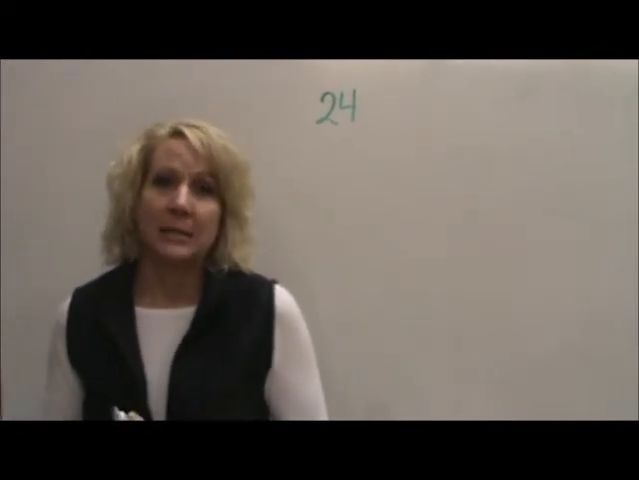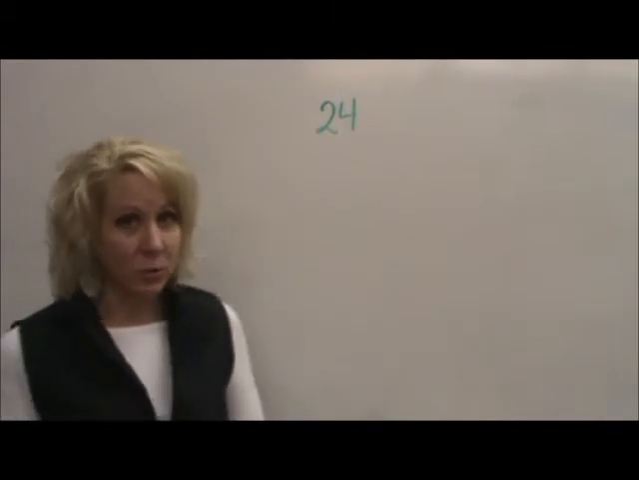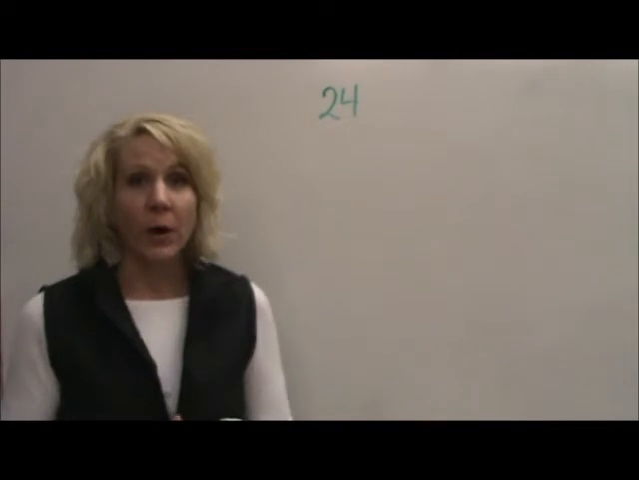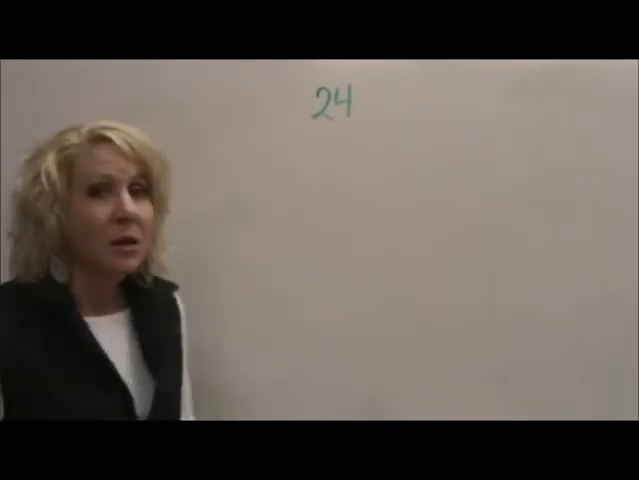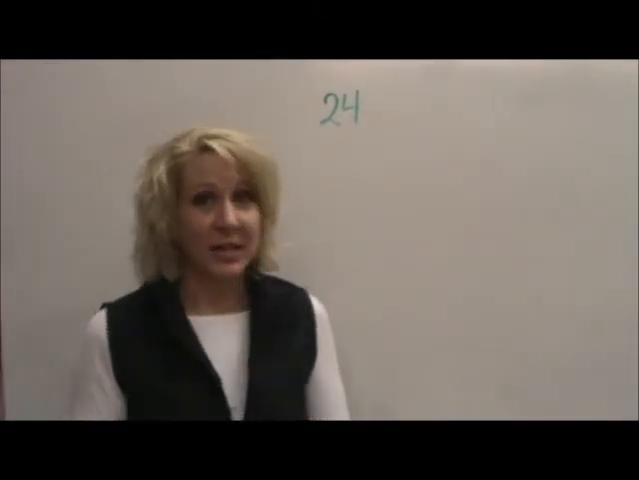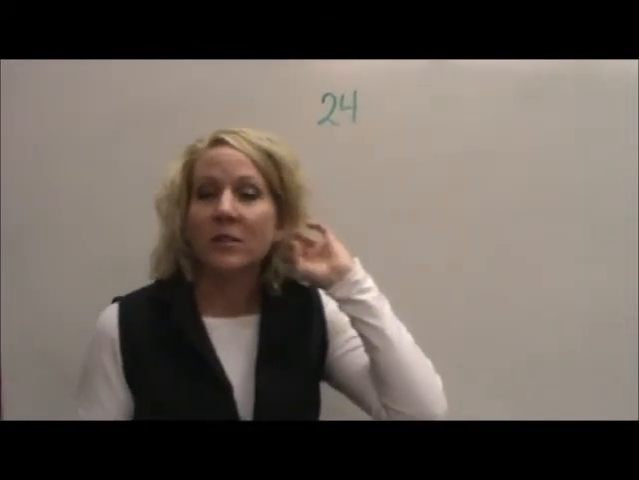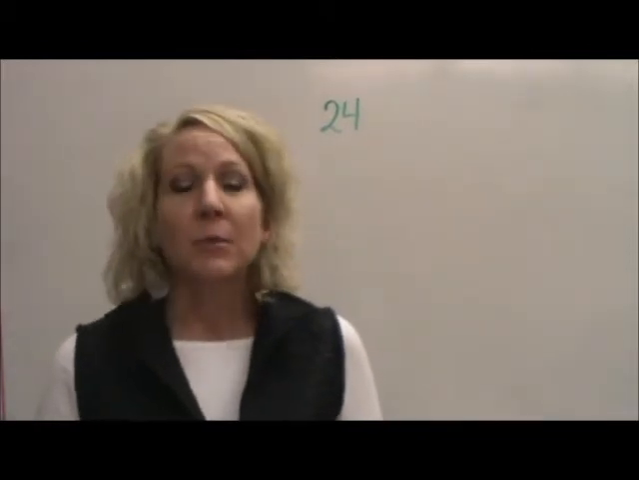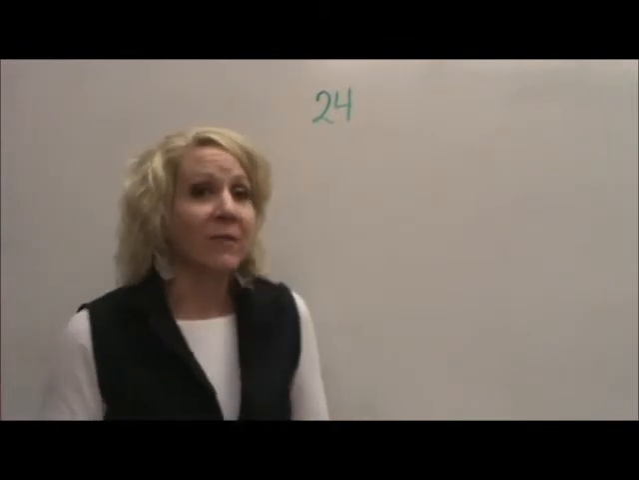24 is a composite number because there are more than just two factors that can be multiplied together to create the product of 24. Yes, we can do 1 times 24, but we can also do 2 times 12, 3 times 8, 4 times 6, and that's about as far as I can go right now. But anyhow, that is how we create 24. So what we're going to do is break down the number 24, which is composite because it has more than two factors, and then we're going to break it down using a factor tree.